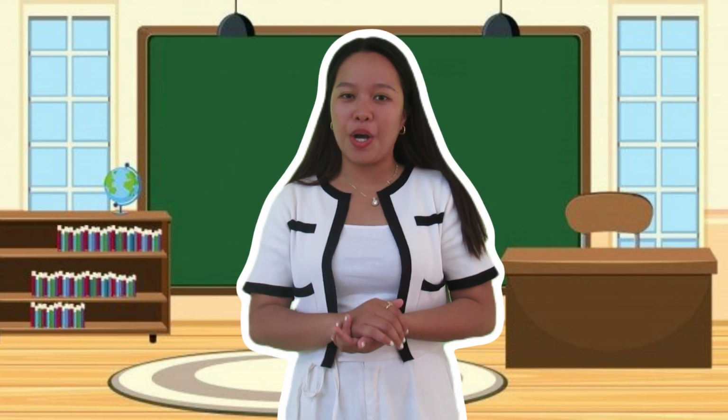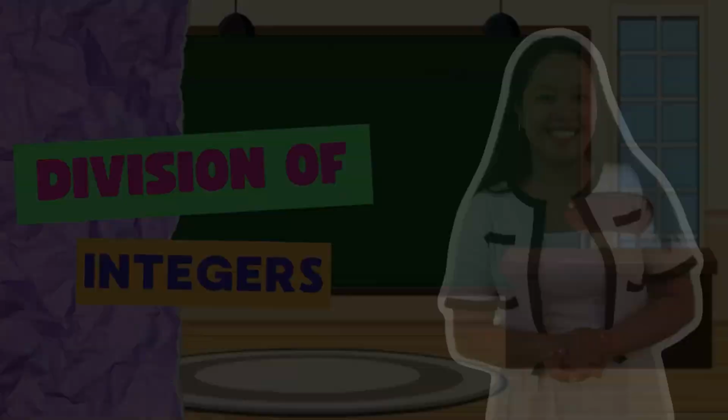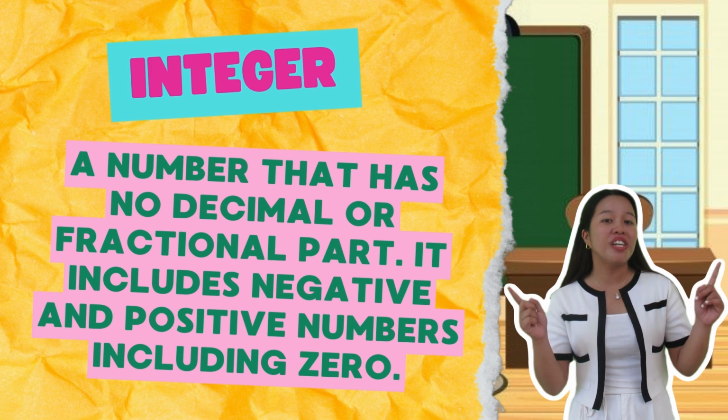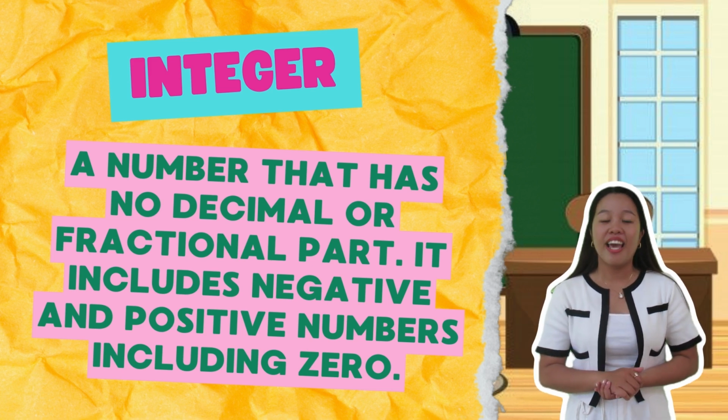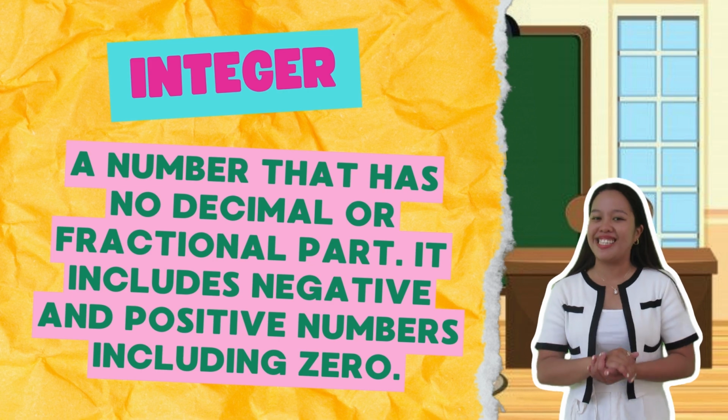For today's video, we are going to learn division of integers. Let us define first an integer. What do you think is an integer? An integer is a number that has no decimal or fractional part. It includes negative and positive numbers, including 0.